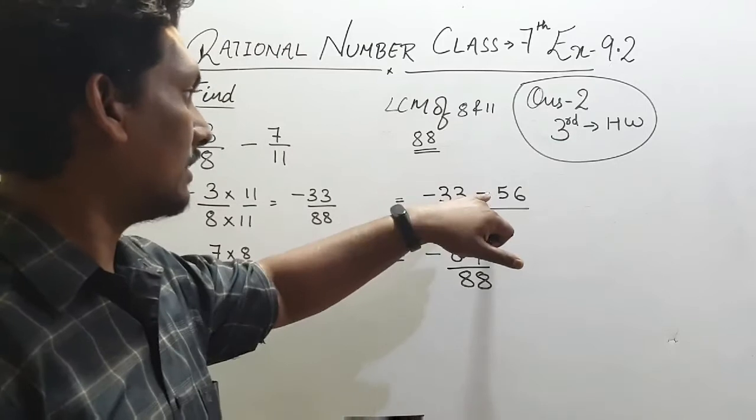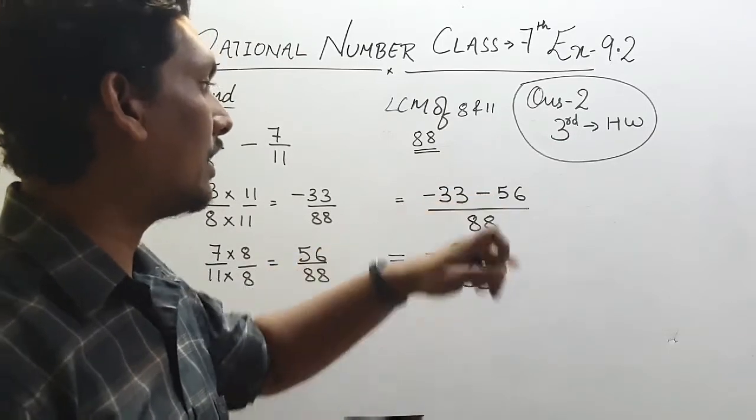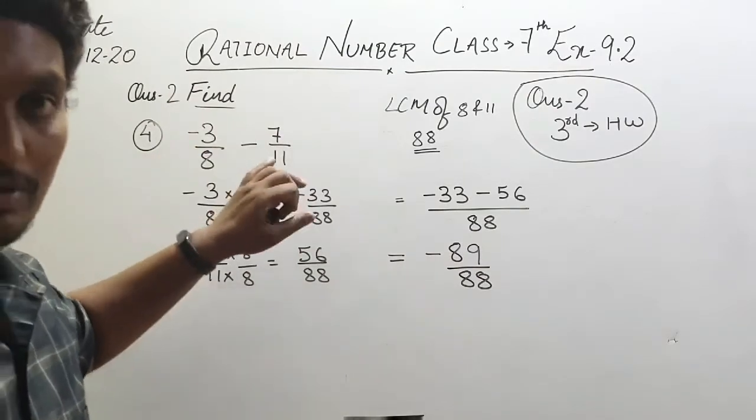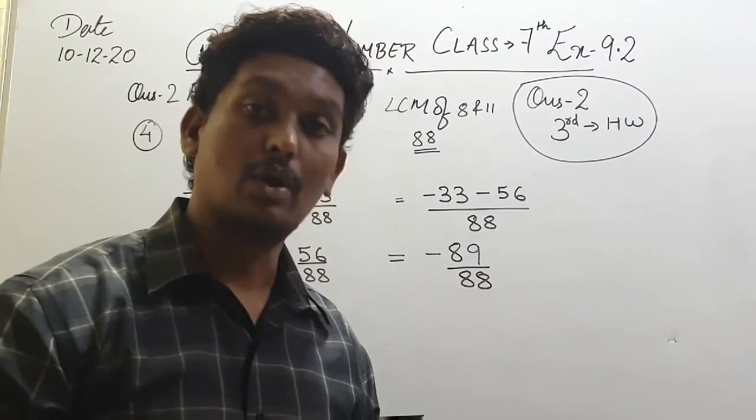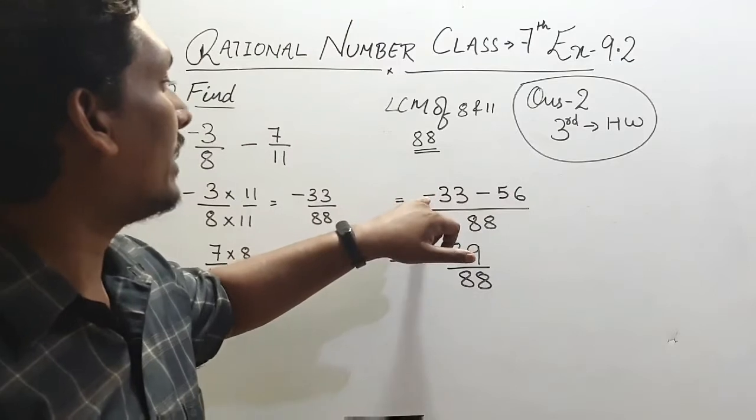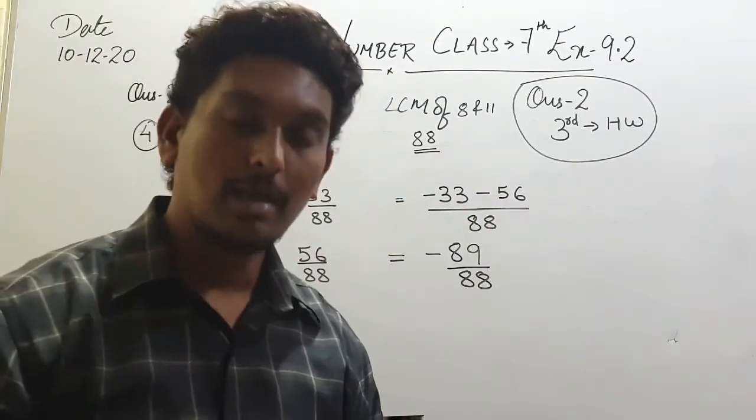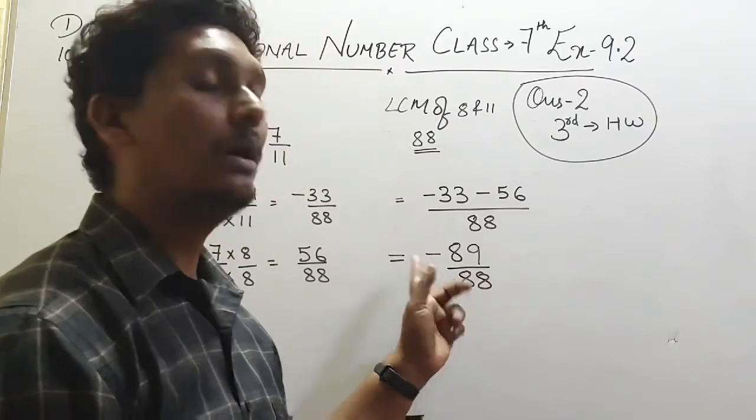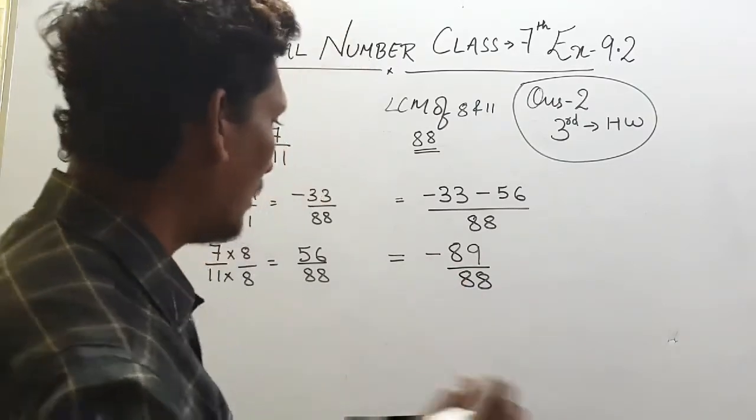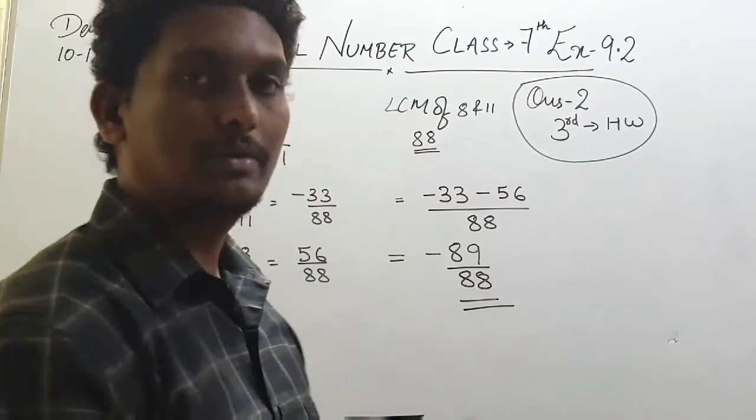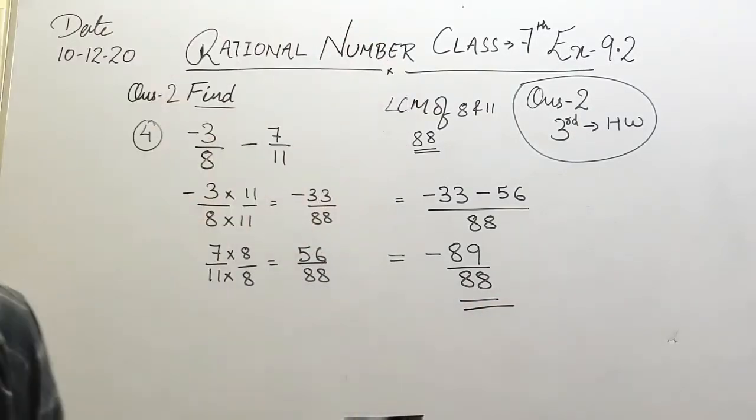So in this, here and here you have to add. Don't change the sign here in this question. Okay, that will get wrong. So minus 33 minus 56, minus and minus will become plus, but in the final answer you have to put a negative sign. Okay, hope it is clear to you. This is the final answer. Okay, so just go through it.